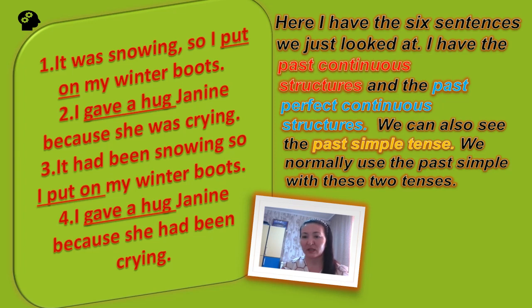Here I have the 6 sentences we just looked at. I have the past continuous structures and the past perfect continuous structures. We can also see the past simple tense. We normally use the past simple tense with these two tenses. It was snowing, so I put on my winter boots. Put on, past simple. I gave her a hug because she was crying. Gave a hug, past simple.